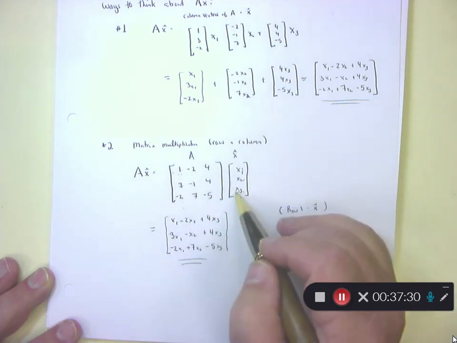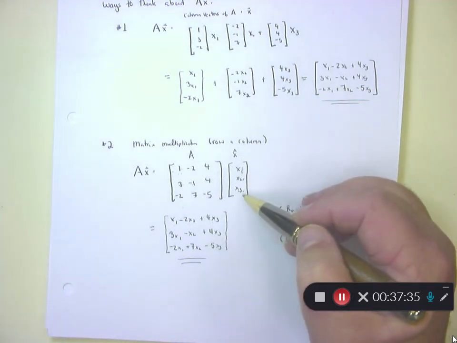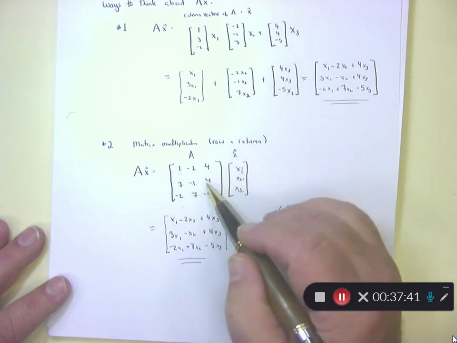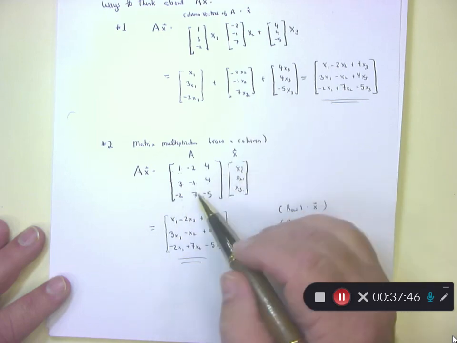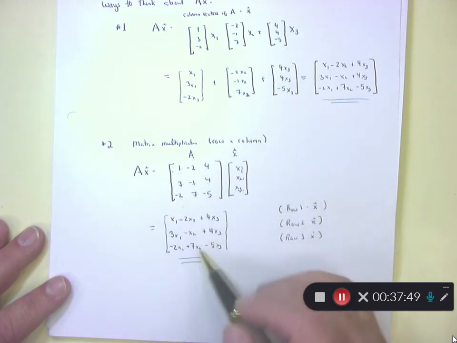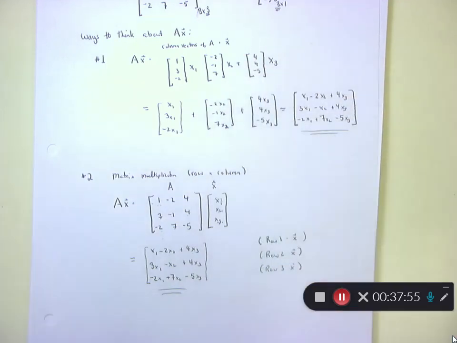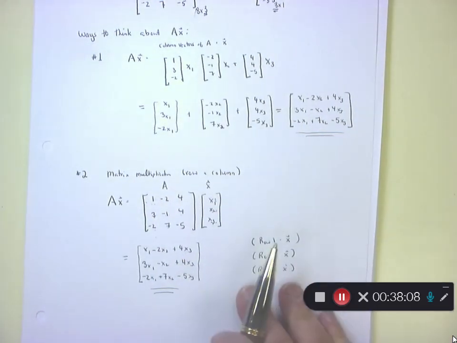Second row times that column will give you the second row of your matrix here: 3 times x1 minus 1 times x2 plus 4 times x3. Third row, first column: negative 2 times x1 plus 7 times x2 minus 5 times x3. And notice we end up getting the exact same answer. There's more than one way to look at how you get these forms, but there's really only one form: row by column is how you do matrix multiplication. So, with that being said, matrix multiplication is what we want to be looking at.